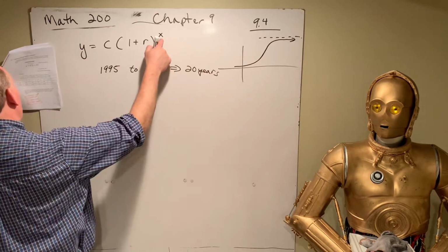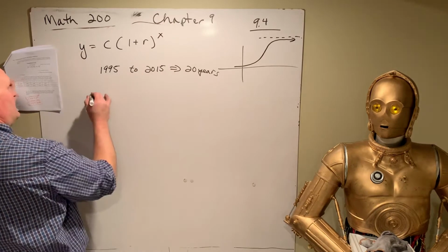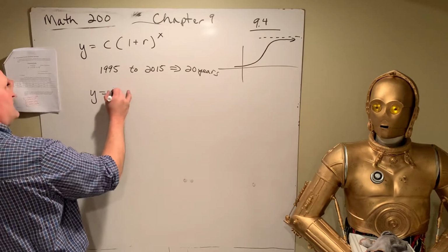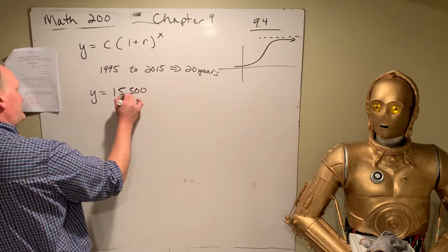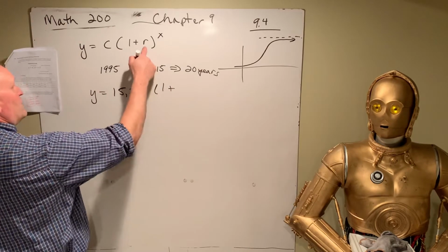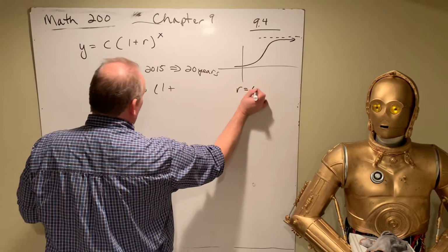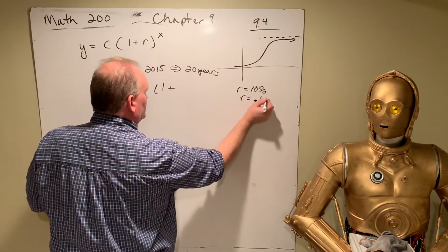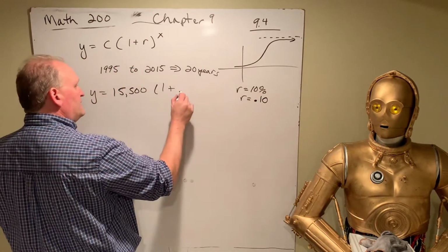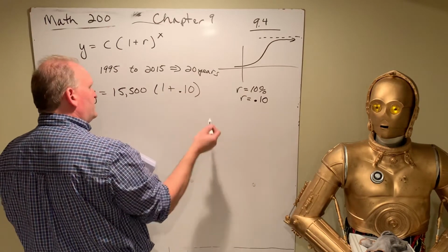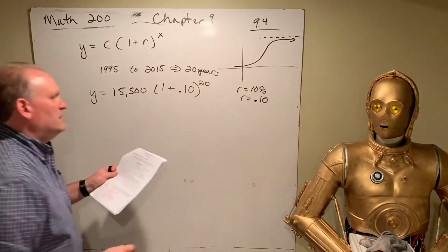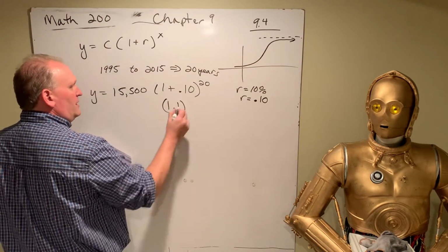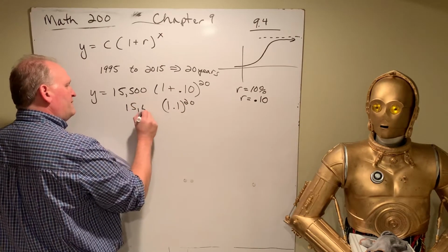So that's going to be our X, time in years. We have an initial amount, C, that's the 15,500, times 1 plus the rate, a 10% growth rate. That's a real healthy growth rate. But remember, in order to play with the real numbers, we've got to make it a decimal. So 0.10, two places to the left, or divide by 100 if you like, and then to the 20th power. So now we do order of operations. Parentheses: 1.1, and then to the 20th, times 15,500.